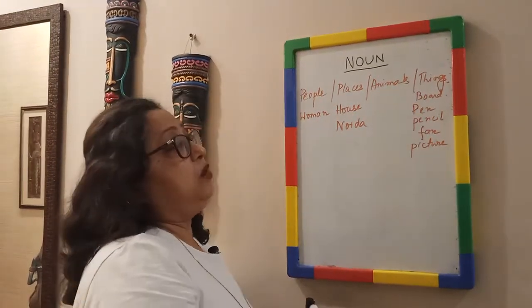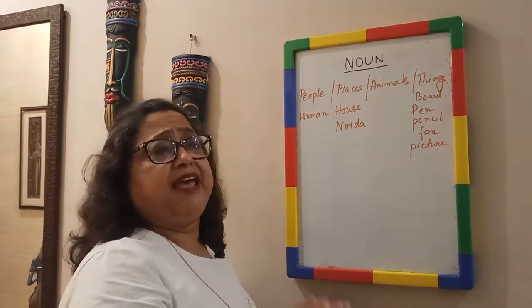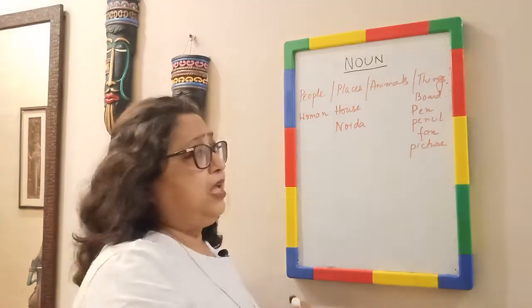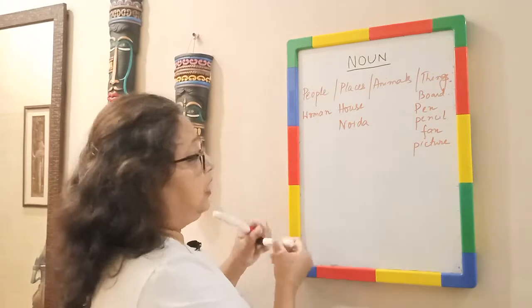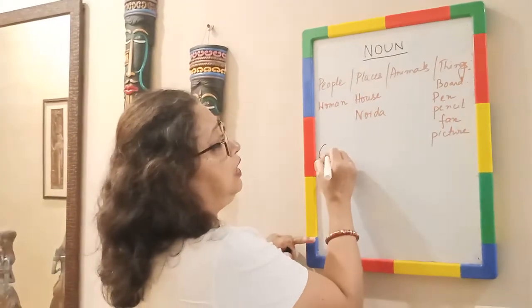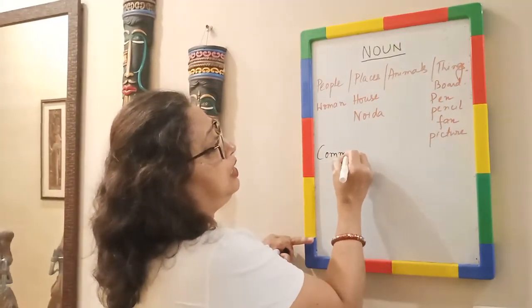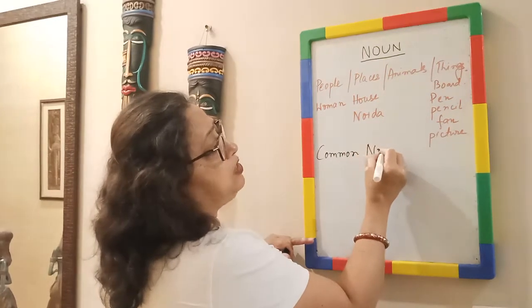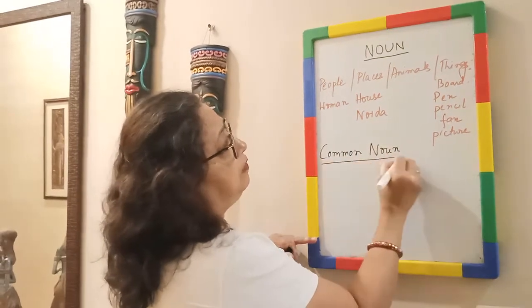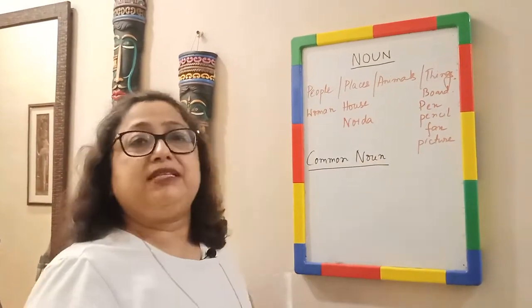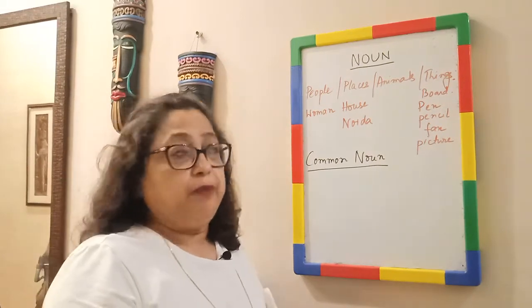See, now these type of nouns which we see in everyday life, which are very common, are called what? These nouns are called common nouns. You all know what is a common noun. So common nouns are what? Common nouns are people, places, animals and things. Okay, these are all common nouns.